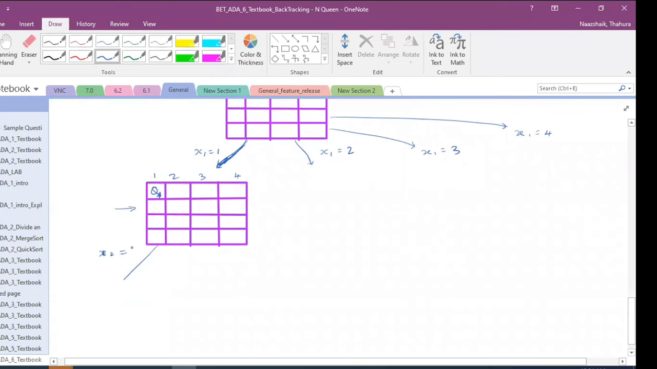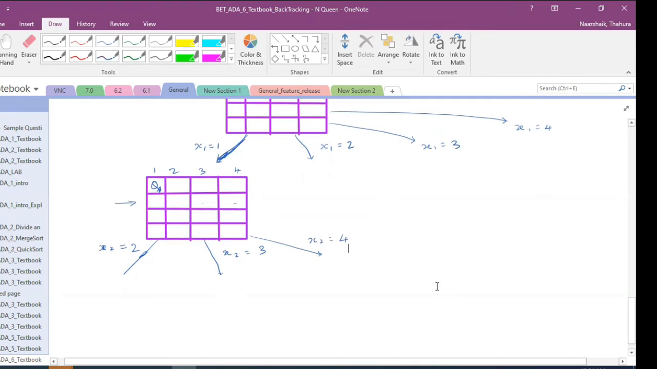Can I have x2 equals 1? Do I have this option? No, ma'am. So I don't have this option. So where can I put? I can put here. So I can go ahead and see what happens if I put x2 as 2. Then I also have a choice here. If I put it here also, there is no conflict. So I have a choice where I can put x2 as 3. I also have a choice of putting x2 as 4. So let us explore each of these choices.